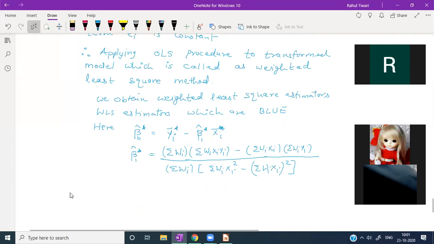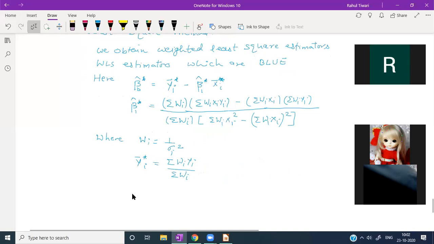and where this wi is equal to 1 upon sigma i square, and y bar i star is this one, your weighted mean, and x bar i star is nothing but the weighted mean of x. So this is your entire model. Let me know if you have any query.